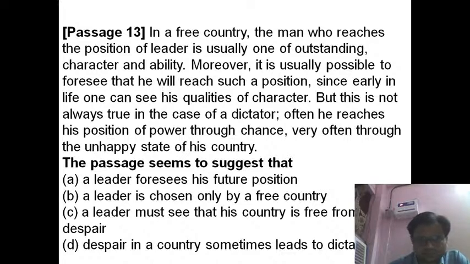So in this case, if you have gone through the passage, I think that the right answer you should take is: despair in a country sometimes leads to dictatorship. D is the right option here.